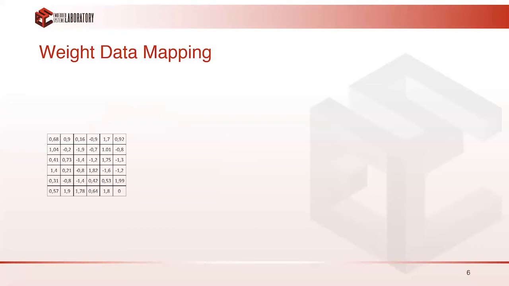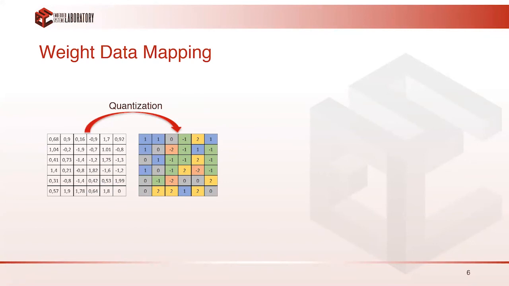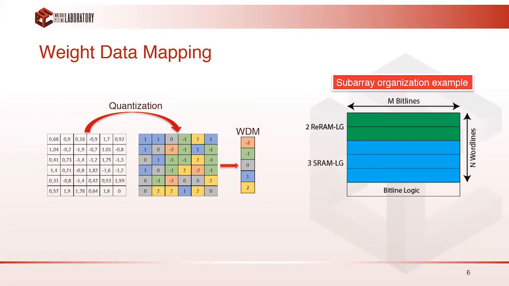Imagine that this matrix is the CNN model, and we quantize it in 5 bits. Instead of storing all the matrix, weight data mapping proposed to store only the unique values on the resistive local group. Here I bring one example of subarray organization.